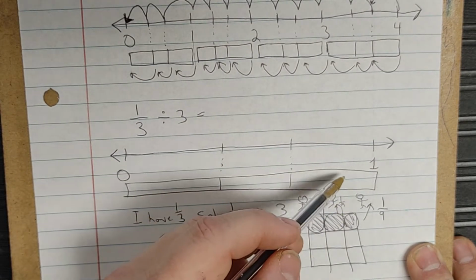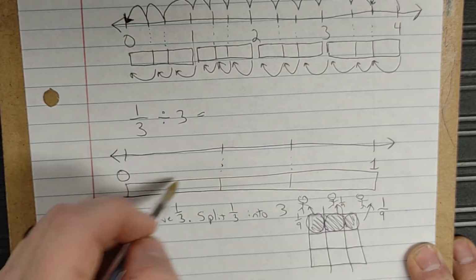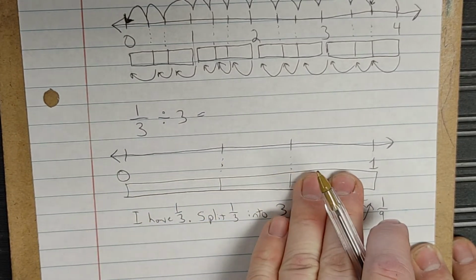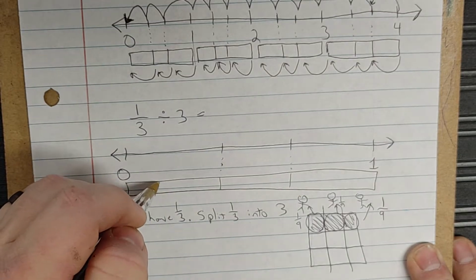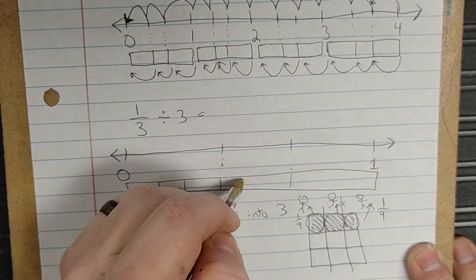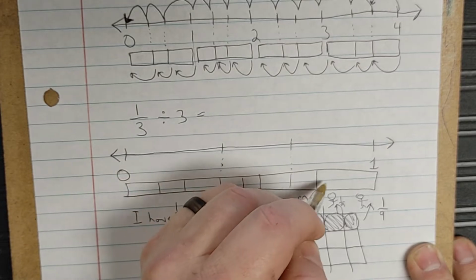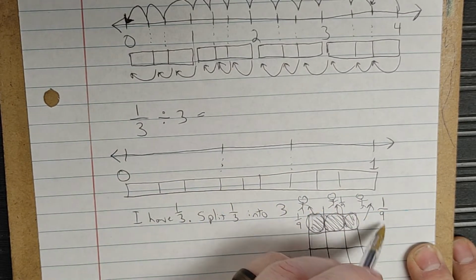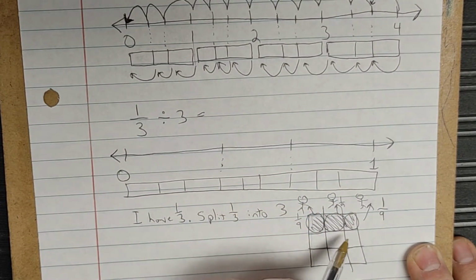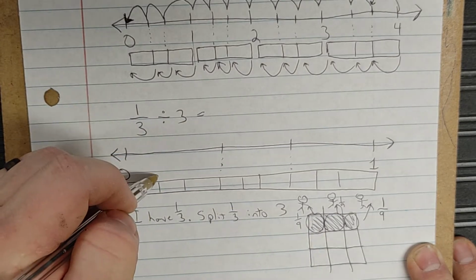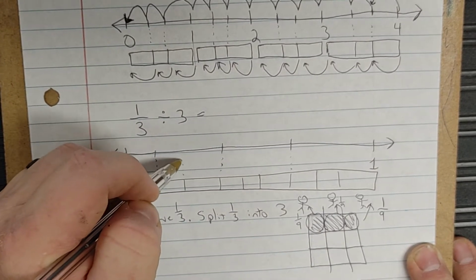What that means here is that this is a third, that's a third, and that's a third, and every third's going to be cut into 3 pieces too. So 1, 2, 3, 1, 2, 3, 1, 2, 3. That makes 9 pieces, just like we showed here. It's going to be ninths. So I can make the corresponding marks above it.